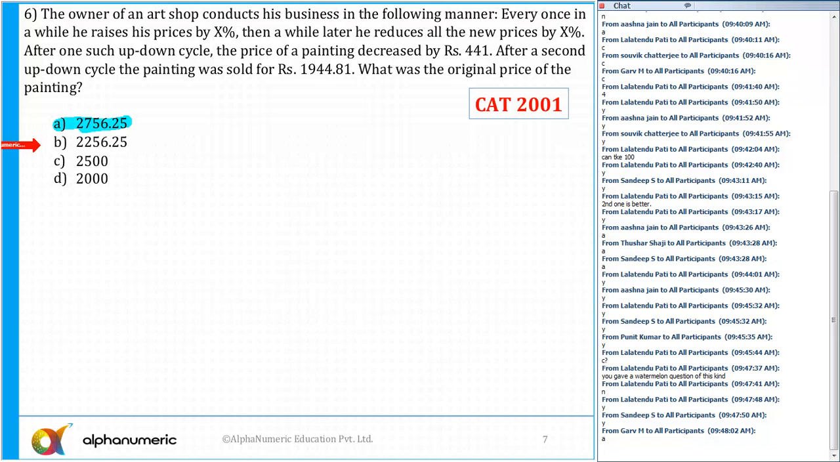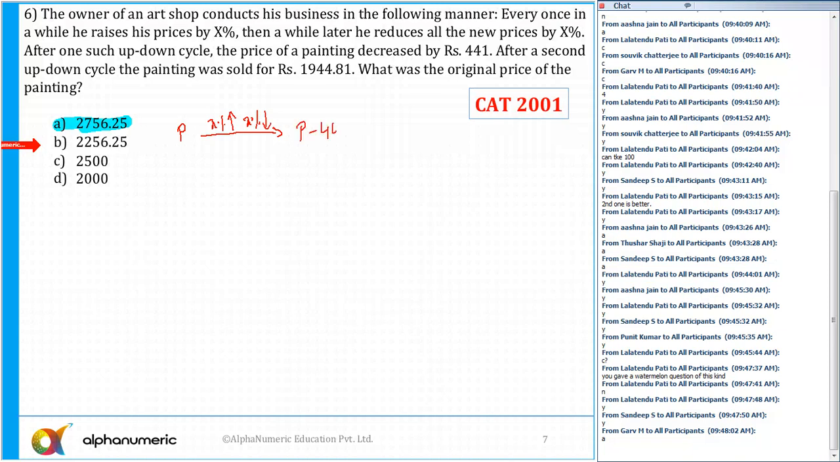Every once in a while, he raises his price by X%. Let's say originally his price is P. After the first cycle, he raises the price by X% and then he decreases the price by X%. So there is an increase of X% and then further he decreases by X%. And after one such up down cycle, the price is decreased by 441.